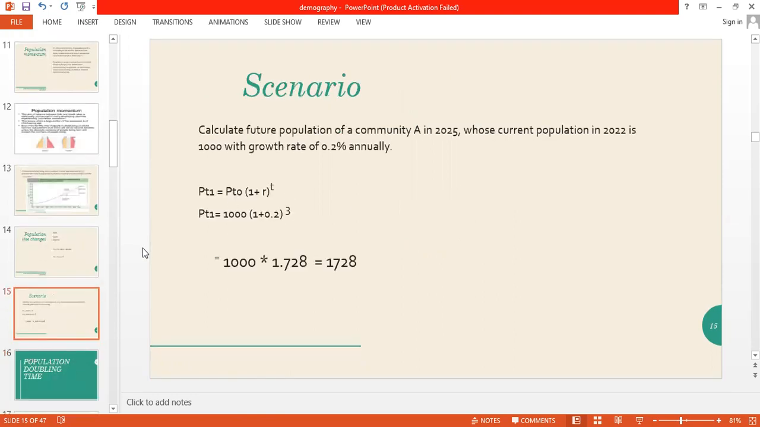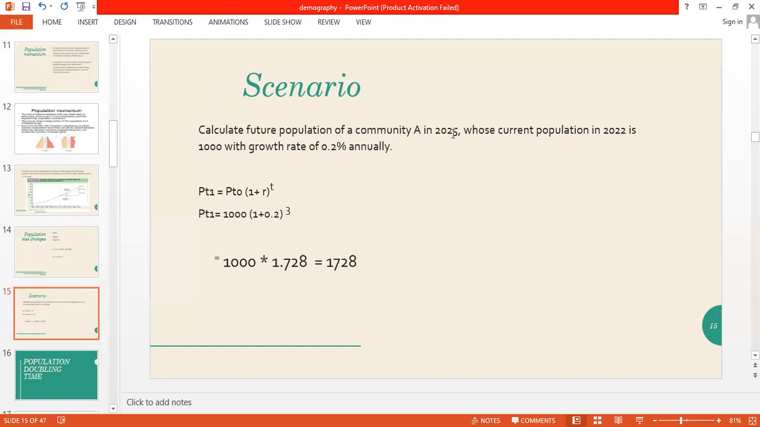For example, calculate the future population of a community A in 2025, whose current population in 2022 is 1000, with a growth rate of 0.2 annually. So we can use this equation, which shows the future population. The current population is given in the scenario, which is 1000. One is a constant plus 0.2, and 3 is the time frame between 2022 and 2025.